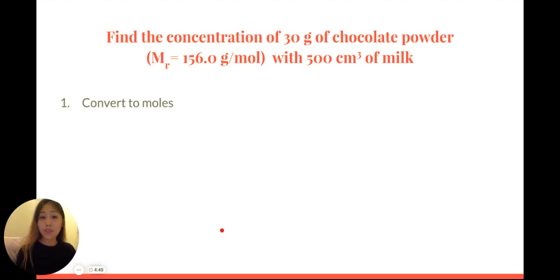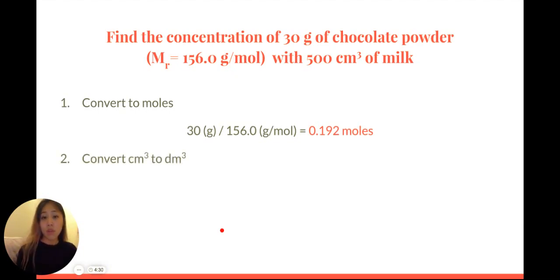The first thing you need to do is, your concentration equation requires moles over volume. You don't have moles right now, you're given grams, but they also give you the molar mass. So you can convert the chocolate powder into moles, mass over molar mass, which gives you 0.192 moles. Then you see that the volume given to you is not in decimeters cubed, which is what you need, so you need to convert this.